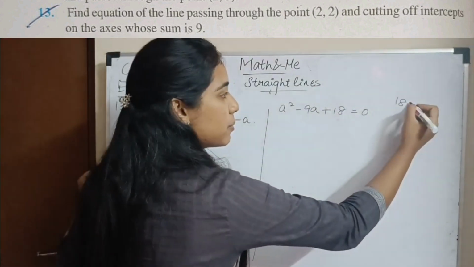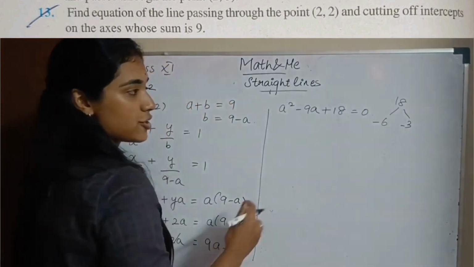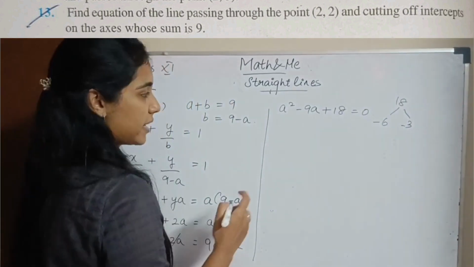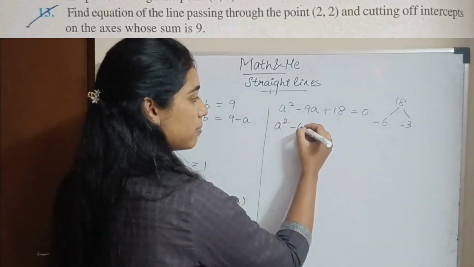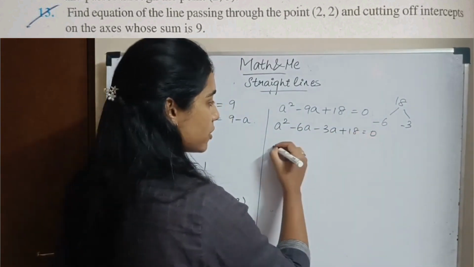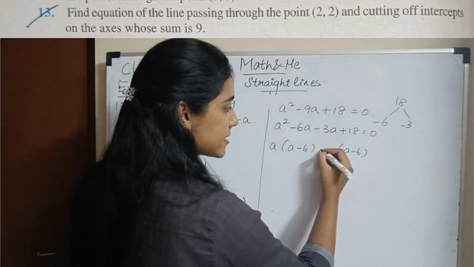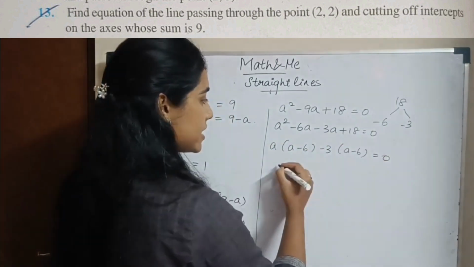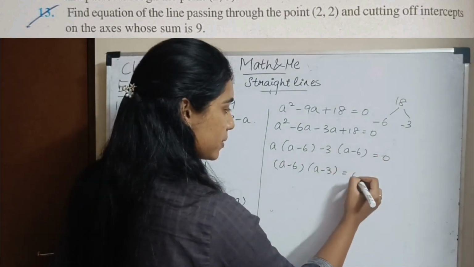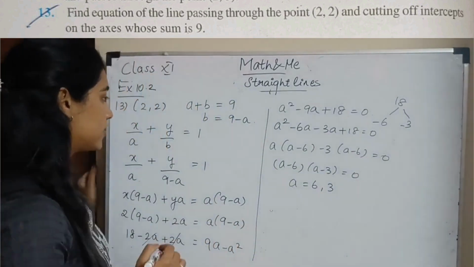So by splitting the middle term, 6 and 3 are the numbers. So the product is 18 and the sum is minus 9. So I have a square minus 6a minus 3a plus 18 equals 0. a into (a minus 6) minus 3 into (a minus 6) equals 0. So (a minus 6) times (a minus 3) equals 0. So the value of a is either 6 or 3.